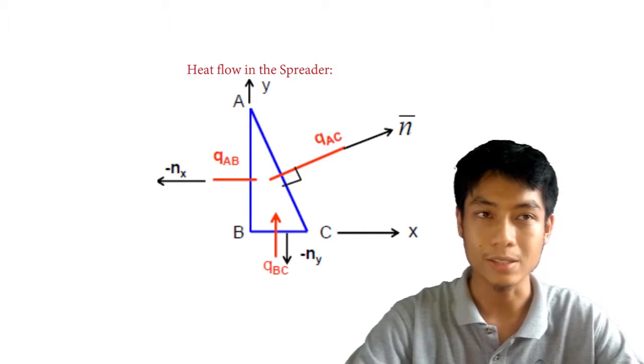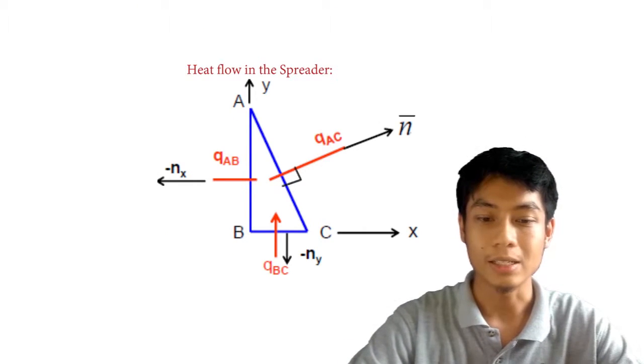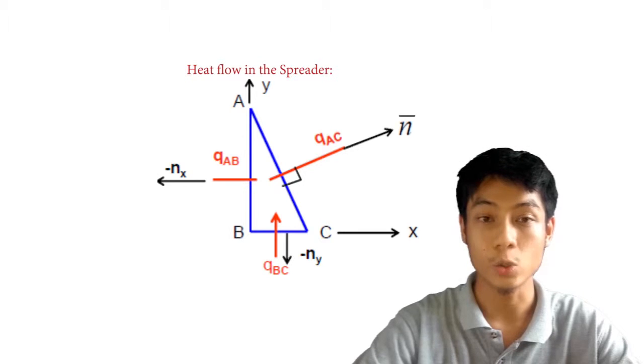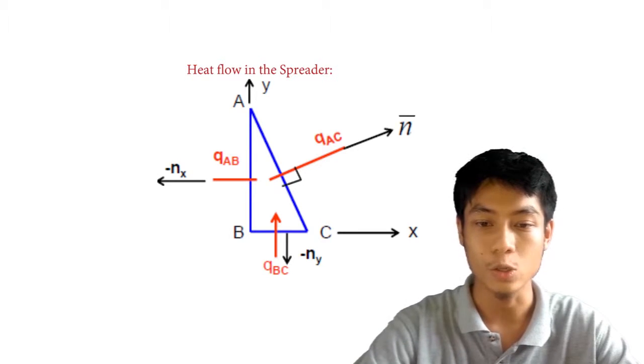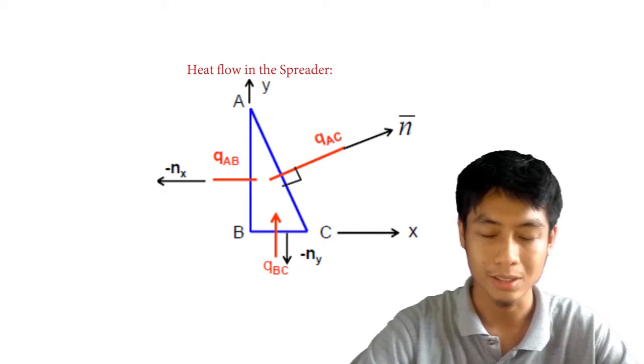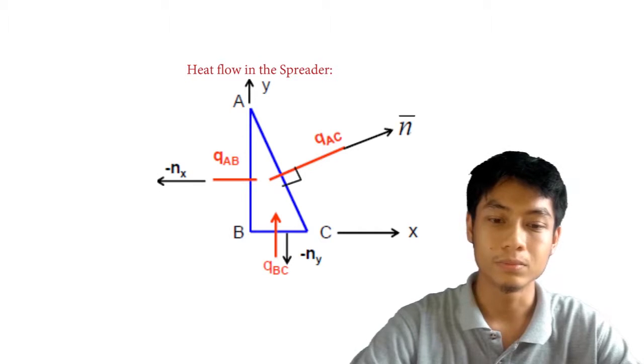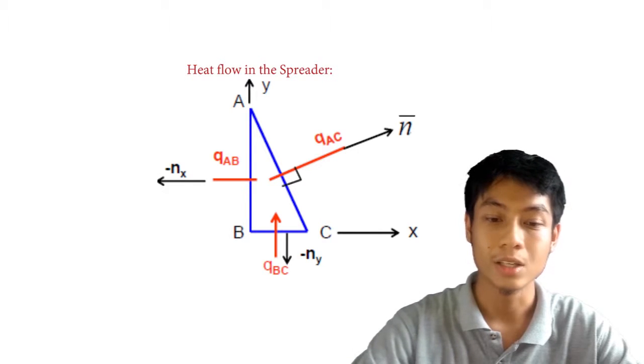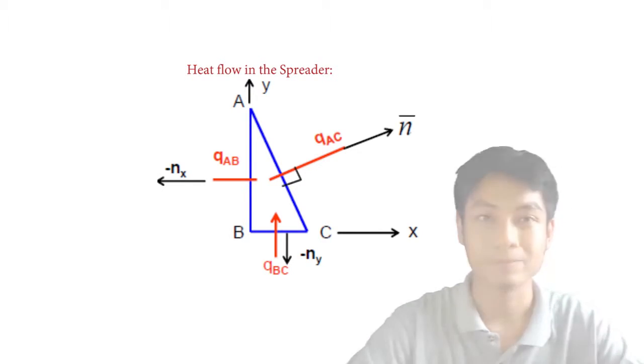nx. At the surface AB it is QAB, at the surface of AC it is QAC, magnitude of n, and BC is in contact with the IC, which is the hot heat source. The direction is negative ny.